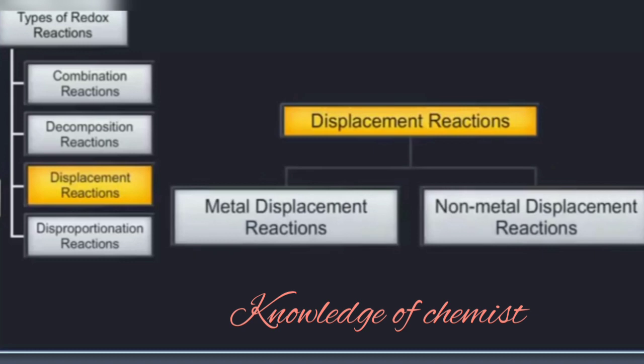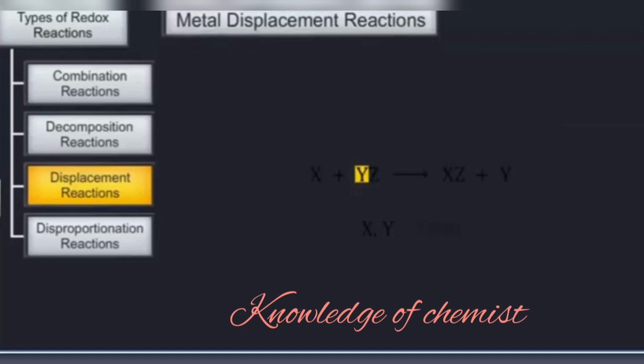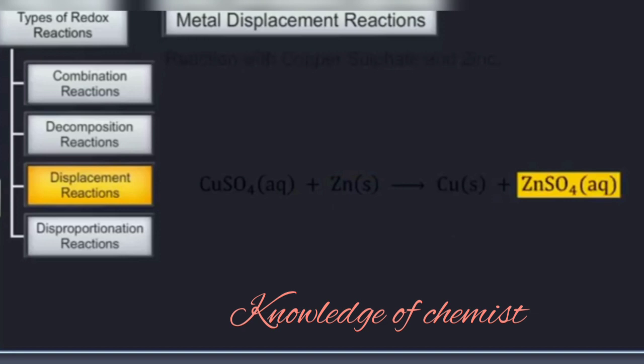Displacement reactions are of two types: metal displacement reaction and non-metal displacement reaction. In a metal displacement reaction, the metal in a compound is displaced by some other metal in the elemental state. For example, in this reaction, copper sulfate reacts with zinc to form copper and zinc sulfate. This is a displacement reaction because copper has been displaced by zinc.